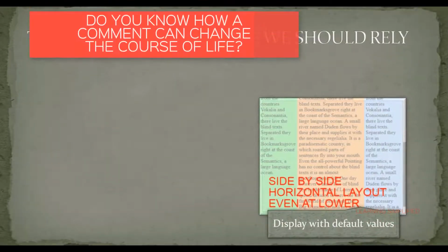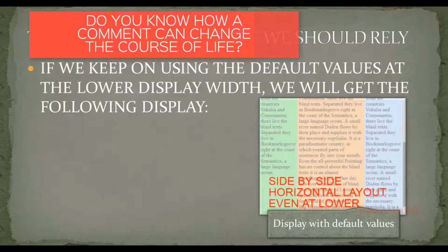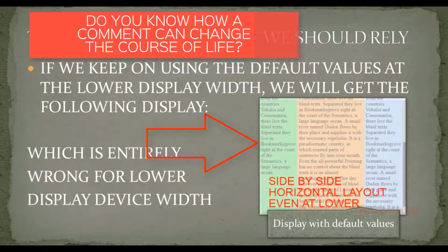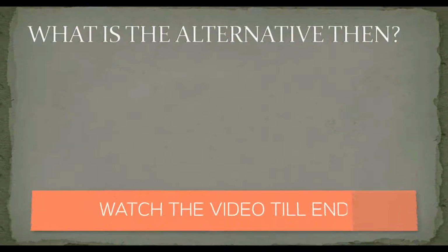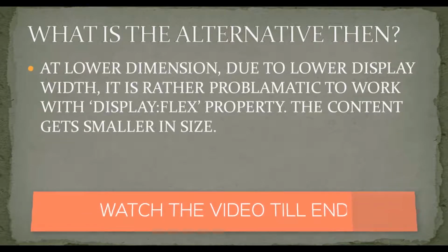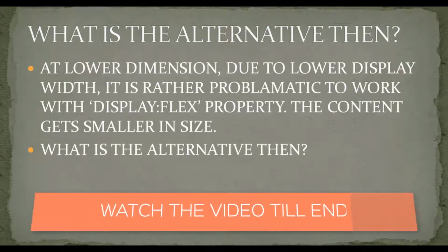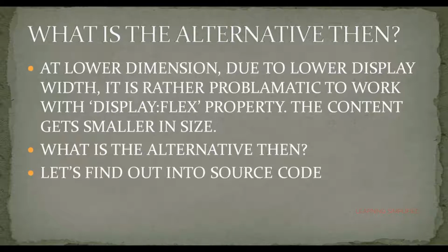But this is not the ideal case we should rely on every time. If we keep on using the default values at the lower display width, we will get the following display, which is entirely wrong for lower display device width. So let's look for an alternative then. At lower dimension, due to lower display width, it is rather problematic to work with the display flex property. The content gets smaller in size. So what is the alternative then? Let's find out in the source code.